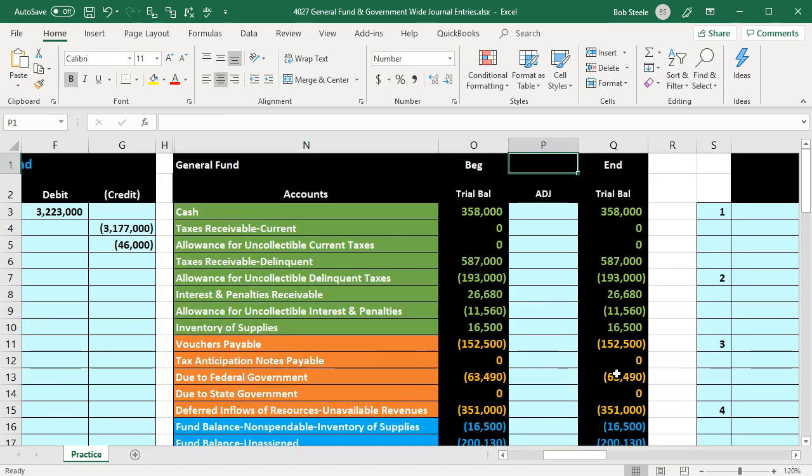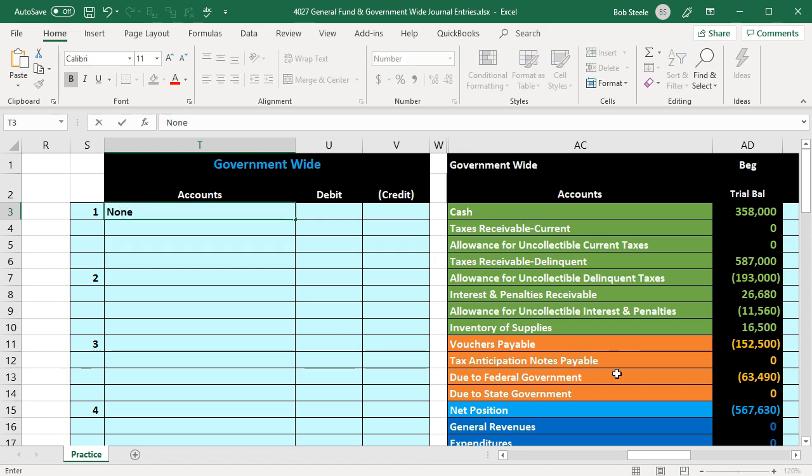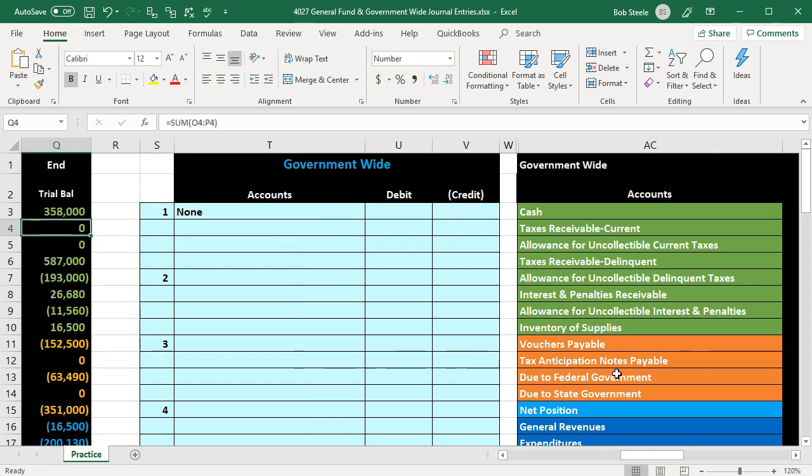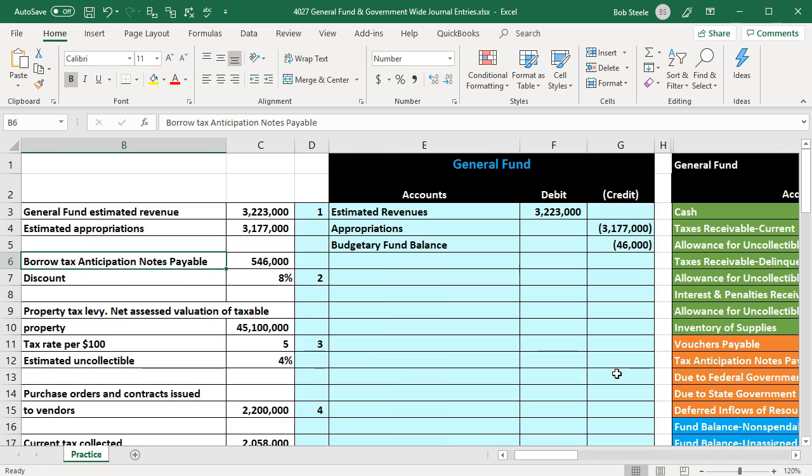What happens to the government-wide activities for the budgetary stuff? Nothing. That's nice. None. Why? Because this is on more of an accrual basis, what we would more normally expect, and posting the budget to the general ledger is not what we normally would expect, and therefore not on the more accrual government-wide activities, but on the general fund activities.